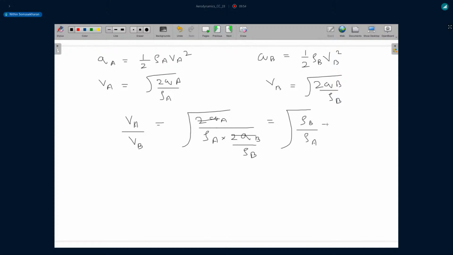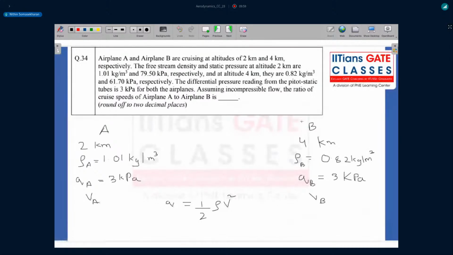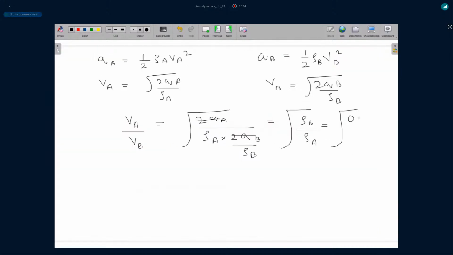and rho B is, from the question, 0.82, rho A is 1.01. Right? So this will turn out to be a value of around 0.9 for that matter. The ratio of the cruise speeds, VA by VB, is nothing but 0.9. Right? Easy problem.